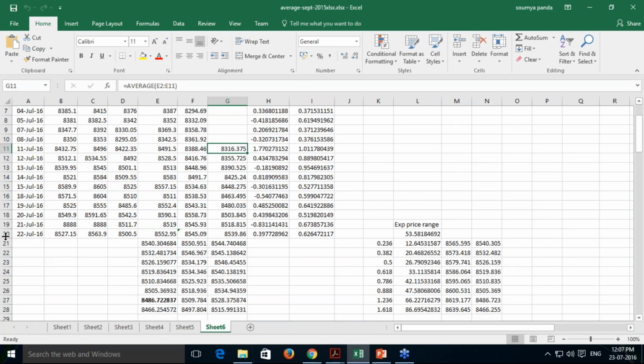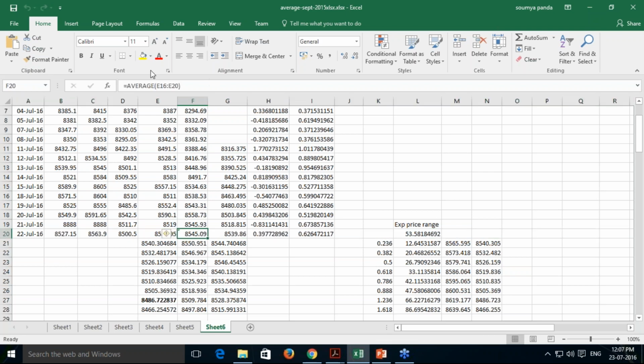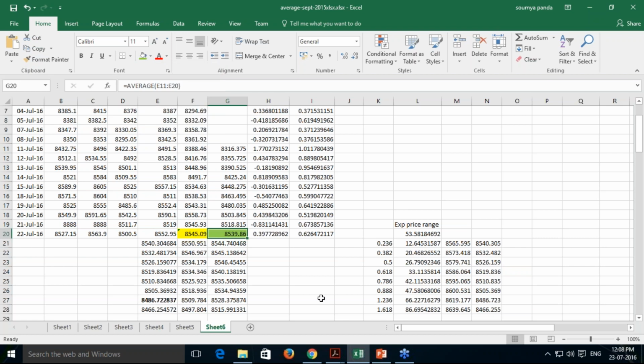Then I have concluded here on 22nd July, the 5 days simple moving average is quoting at 8545, and the 10 days simple moving average is quoting at 8539.86. So this is what I got. This value of the 5 days moving average is greater than the 10 days moving average. This says that the trend is up. This information only you are getting.